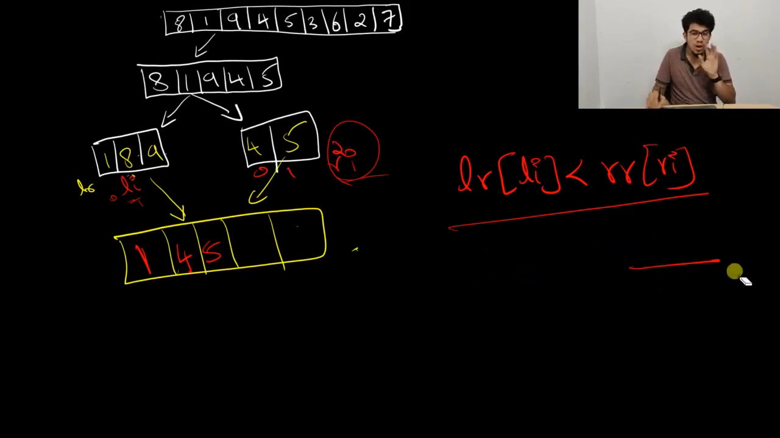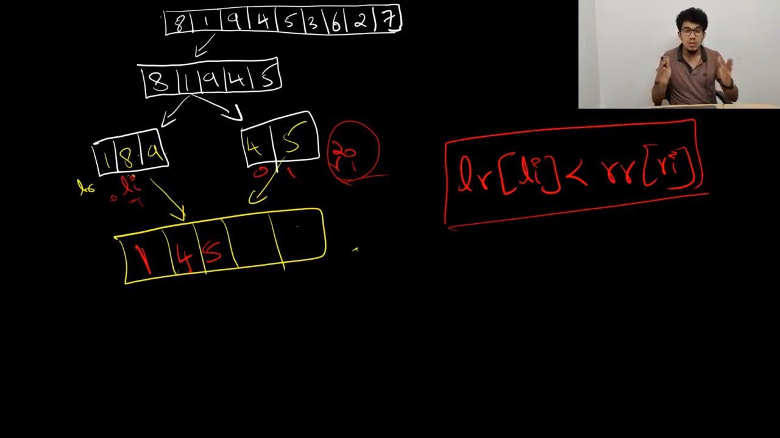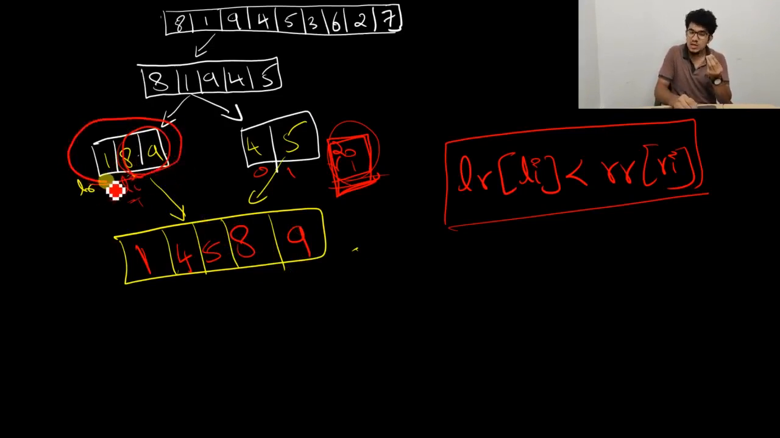So what you have to do is think now. This logic can only be applied if both Li and Ri are within the array. But if one of them crosses the index, then whatever is remaining, 8 and 9, directly paste it. Why directly paste it? Because we know that this array is already sorted, so 8 and 9 are also in sorted order. So directly paste that 8 and 9.